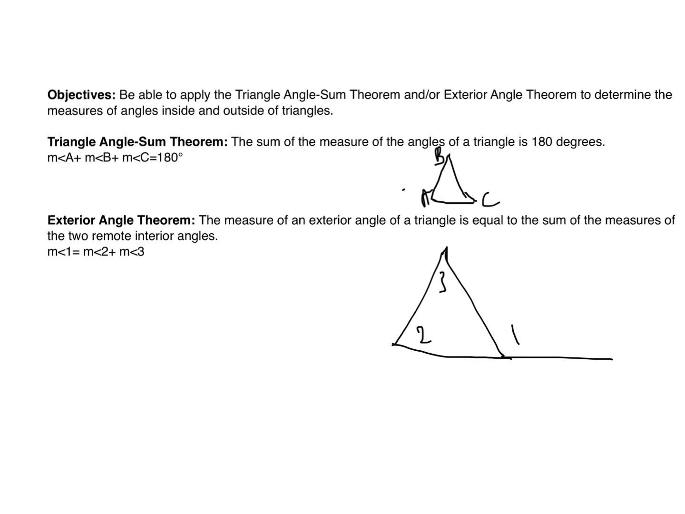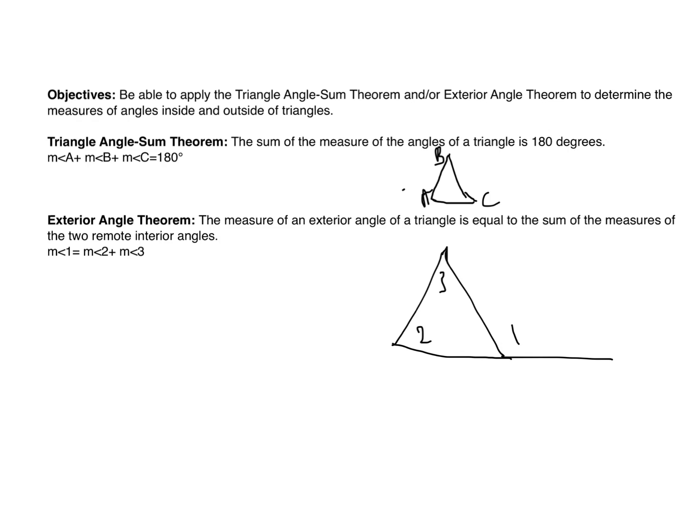So, the first theorem is the triangle angle sum theorem. The sum of the measures of the angles of a triangle is 180 degrees. So, the formula is angle A plus angle B plus angle C equals 180. So, this angle plus this angle plus this angle equals 180.